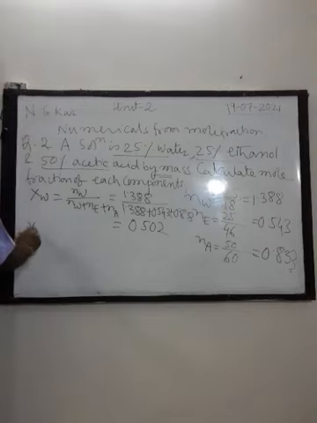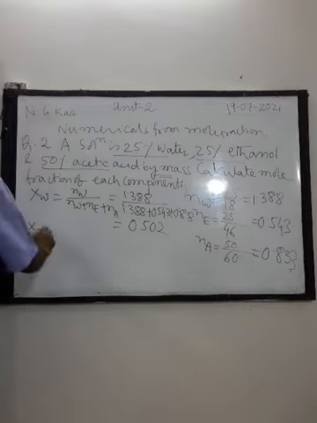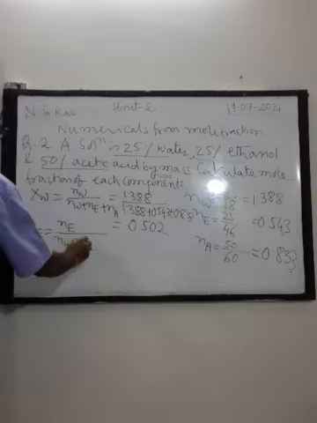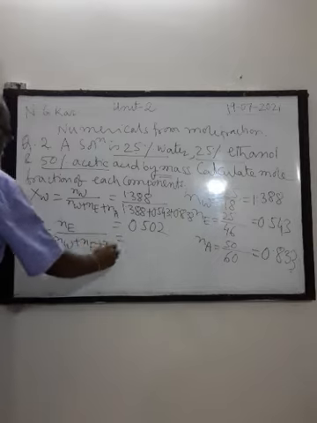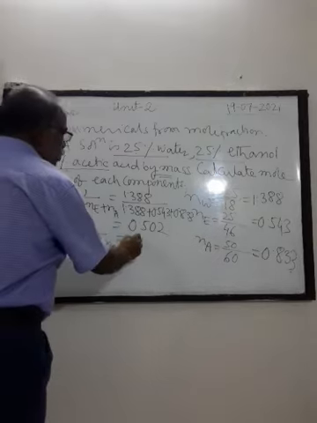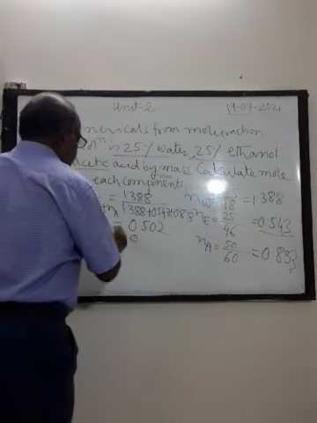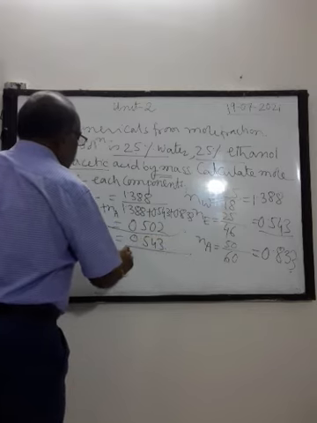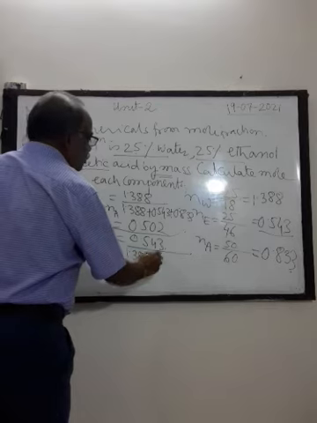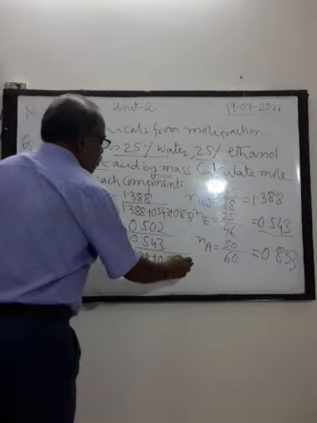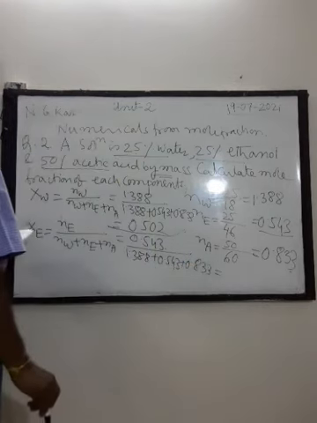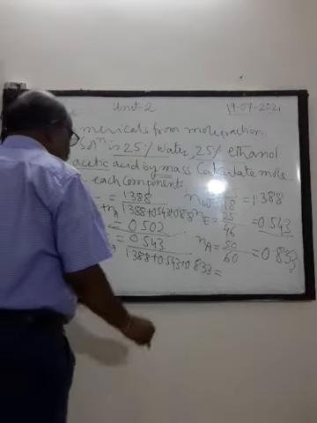Now mole fraction of ethanol. Formula is number of moles of ethanol divided by again total number of moles. So number of moles of ethanol is 0.543. Total number of moles is 1.388 plus 0.543 plus 0.833. So if we calculate its value, then we get 0.196.